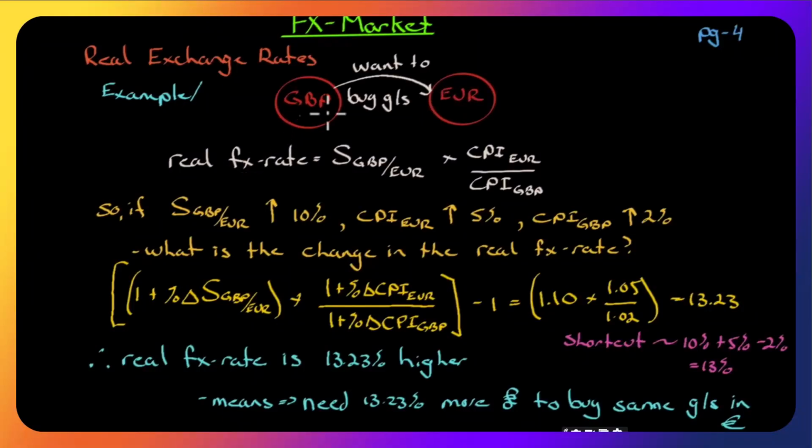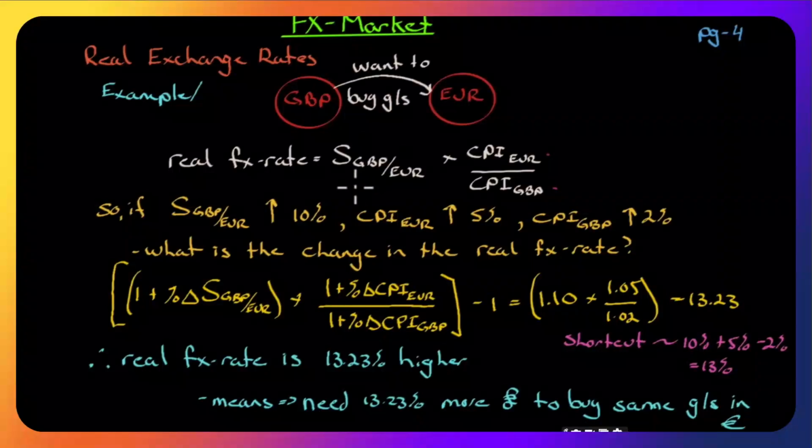And we know that the real exchange rate between these two countries is the spot rate multiplied by the ratio of their CPIs. Notice it's a pound over euro, but euro over pound. So they're just flipped around when we multiply by the ratio of the inflation rates. So let's make sure we understand what we're saying here.